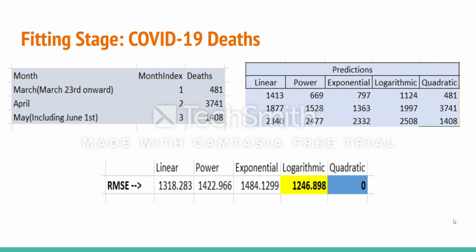The same as the fitting stage in COVID-19 cases, the quadratic trend line gave us an RMSE of 0. We know, however, that this is not correct, so our best fit trend line was the logarithmic, which has a very low RMSE of 1,246.898. And if you look at the logarithmic values on your right compared to the observed values on your left, you can see that the deaths are very similar.